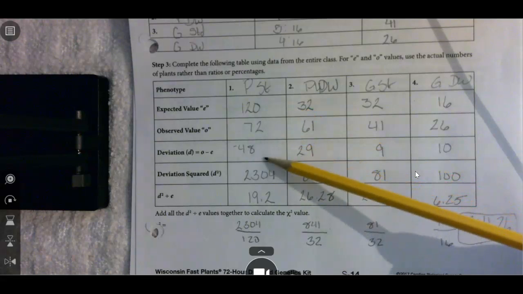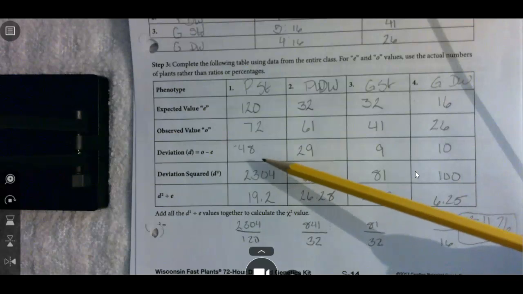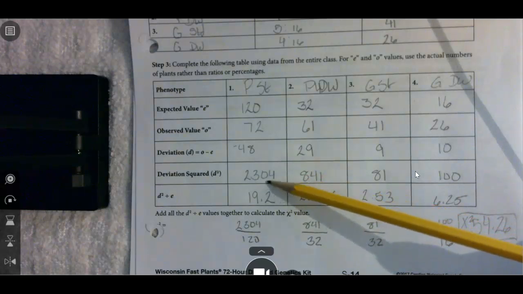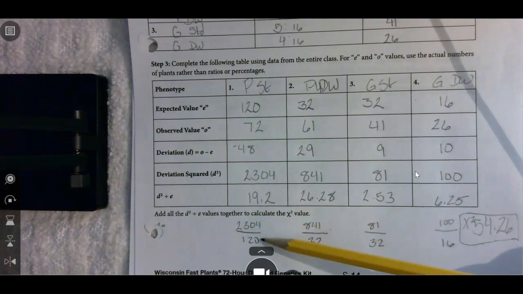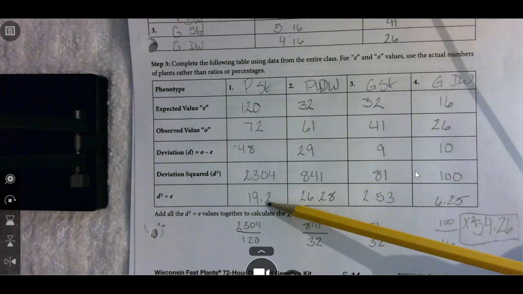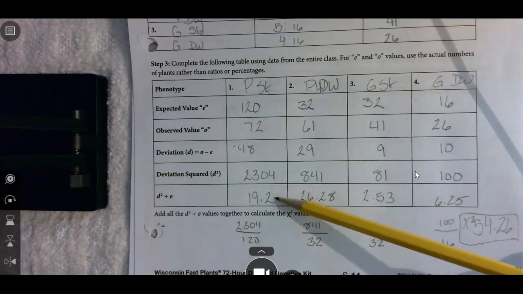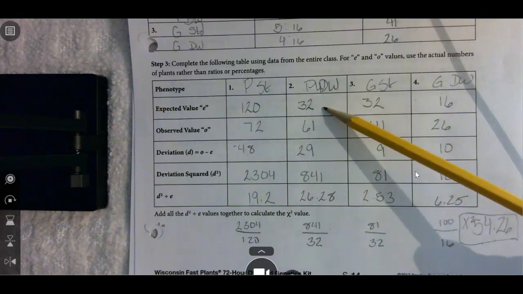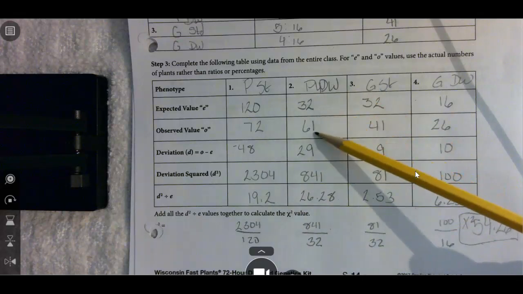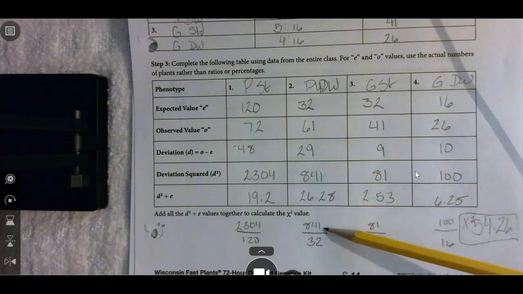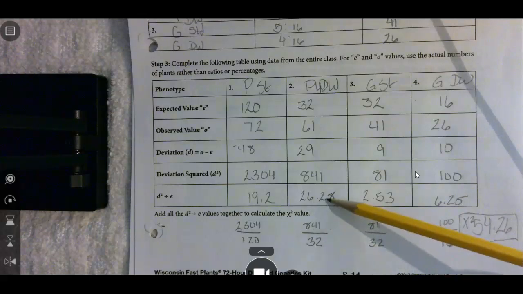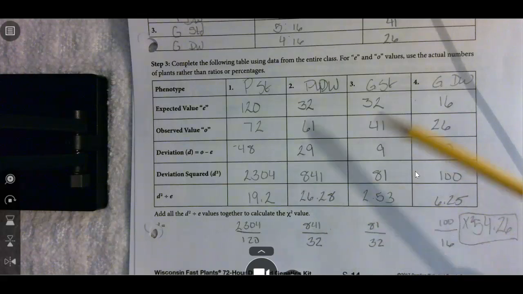Expected was 120, observed was 78. That gave us a negative 48 deviation. We square that and we get a positive 2,304. We take that 2,304, divide it by 120, and we get our 19.2 value right here. 32 for the expected value, 61 for the observed to give us a deviation of 29. Square that, we'll do 841 over 32 to give us 26.28.